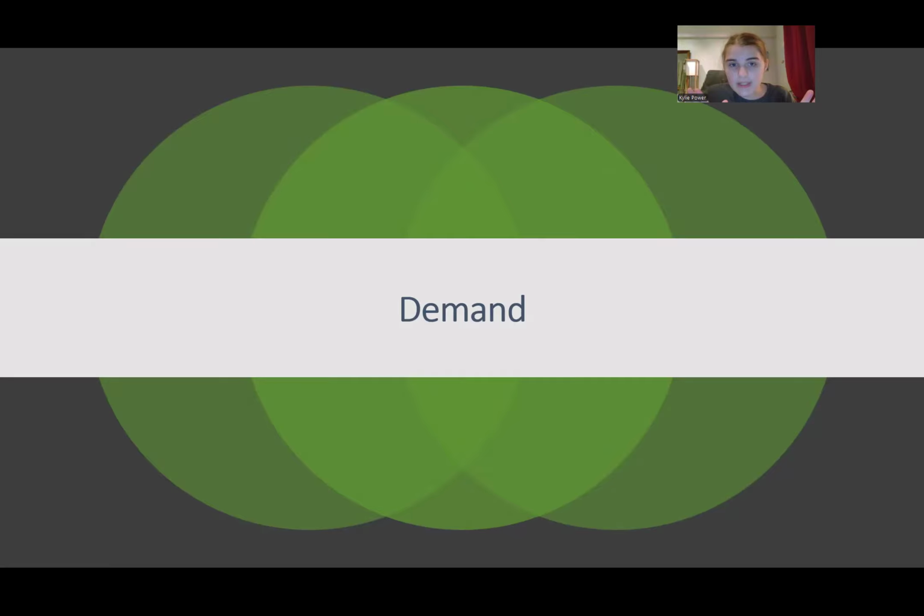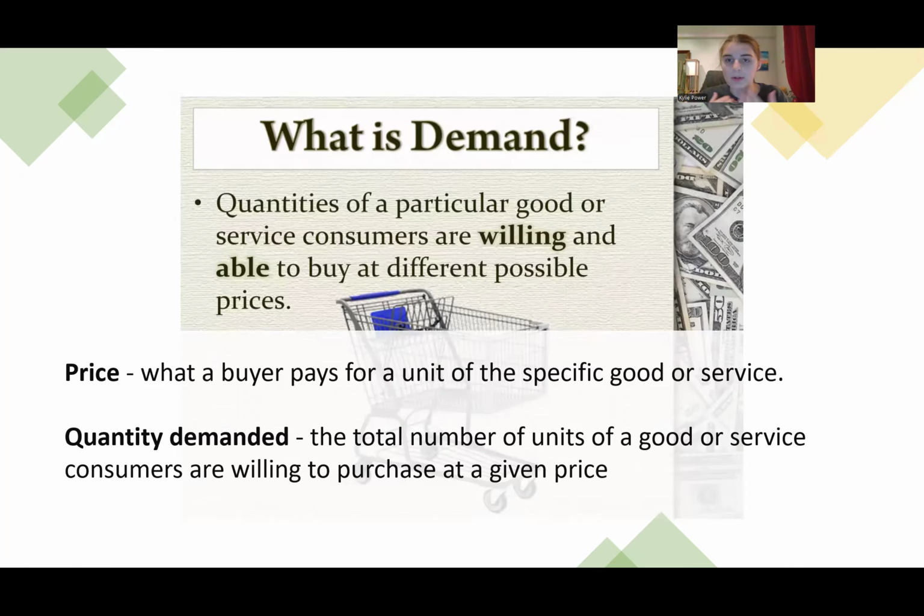So demand is the quantities of a particular good or service consumers are willing and able to buy at whatever the market price is. So whatever set price there is for a unit of good or service, the demand for it is if people are willing to buy it for that price. So our quantity demanded is that kind of unit. It's our numerical value we give to how many people are willing to purchase that.